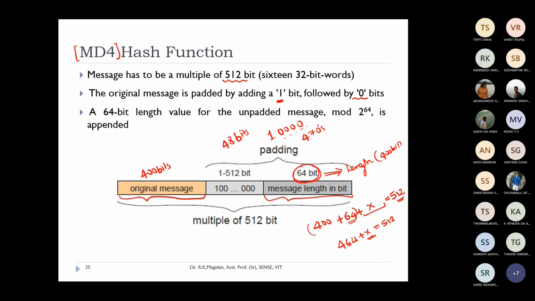Not simply that if it is 400, I'll be adding 112 to make it 512. No, 64 will be used to convey the original message length. Then only the remaining thing will be done with the padding, and the padding will be sitting in between the original message and the last 64 bits. Then only the receiver can take the last 64 bits, and he will know the original message length. So he will come to know from where the padding bits start and where they end easily by knowing the original length. Is it clear, guys? If it is clear, can you raise your hand?